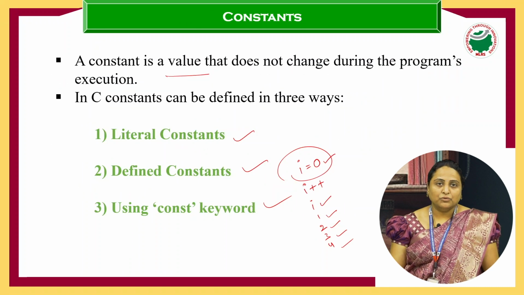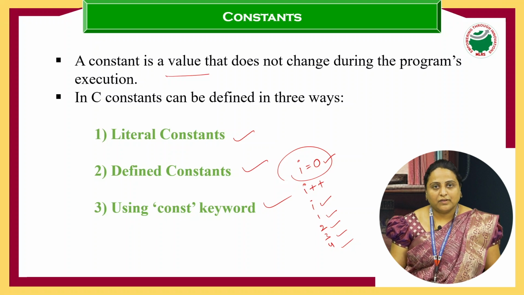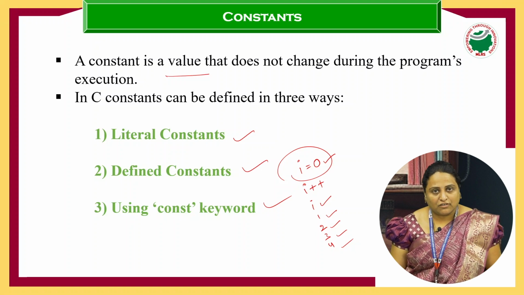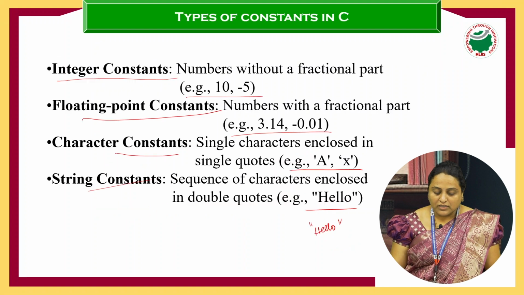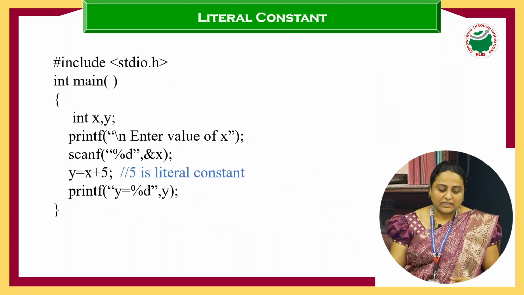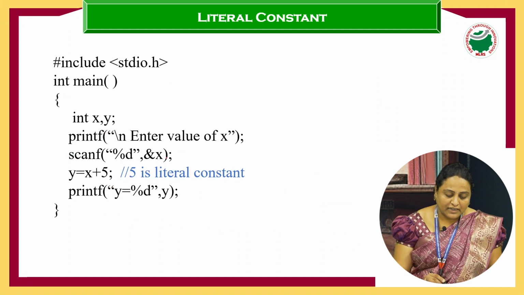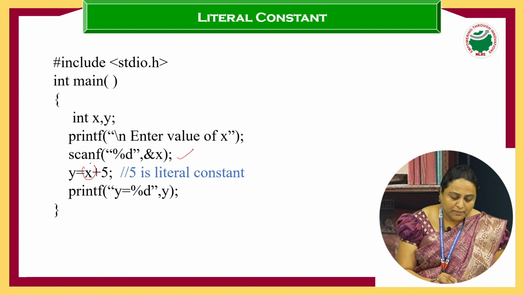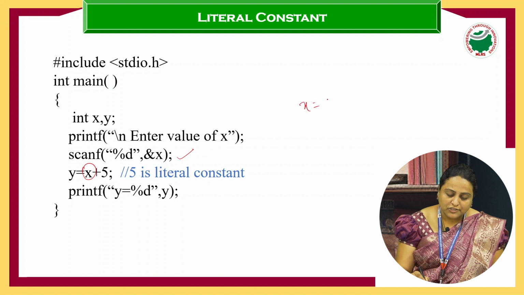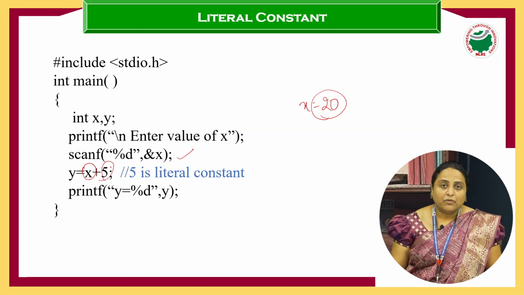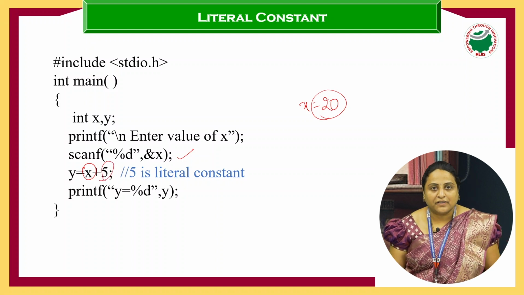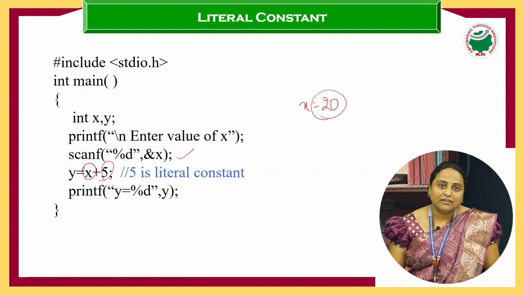As we have seen, we represent constants in a C program in three ways: literal constant, defined constant, and using the const keyword. First we'll see what a literal constant is. Here you can see I have a program. We'll enter a value of X, maybe 20 or 40 or something like this. Whatever value is entered by the user is added with a constant value. What is that constant value here? That is 5. So 5 can be called a literal constant here.